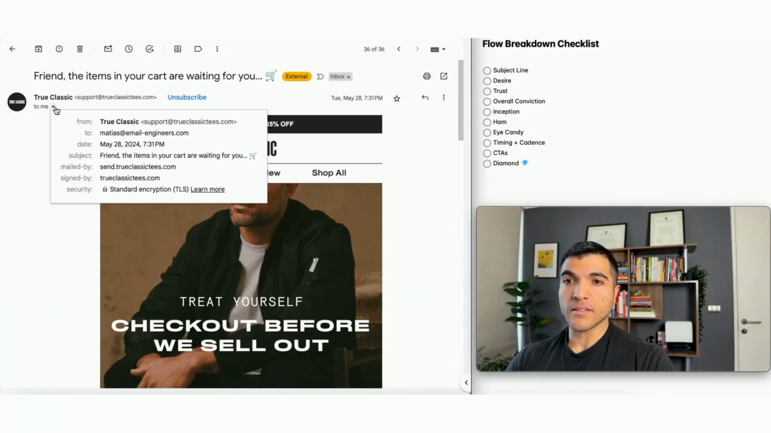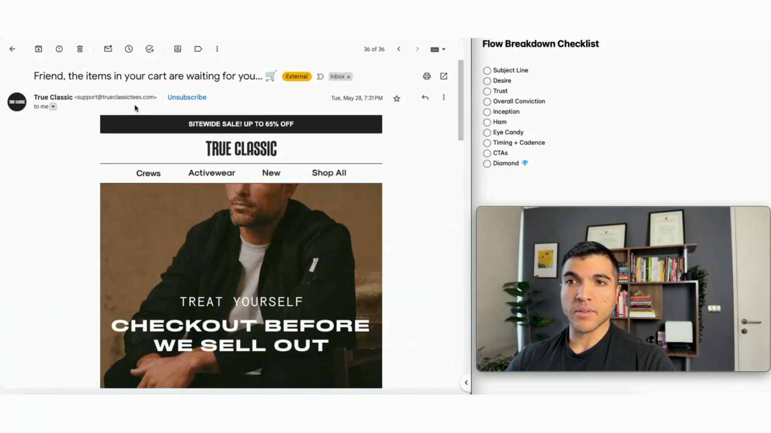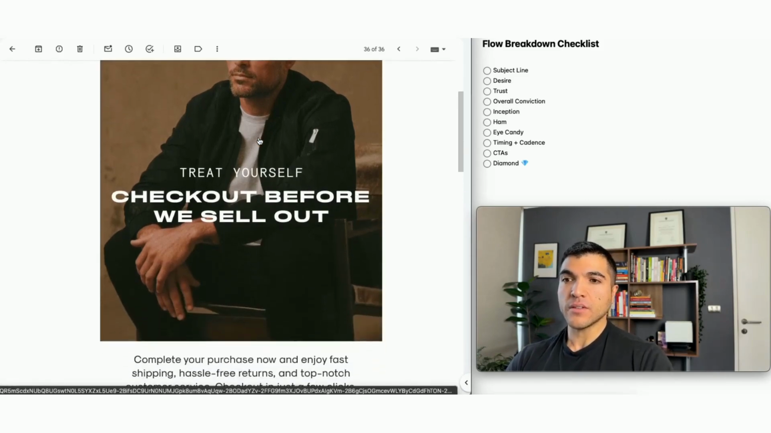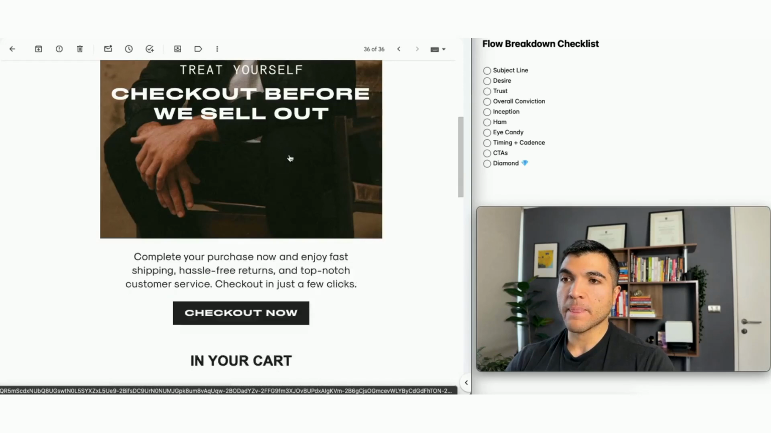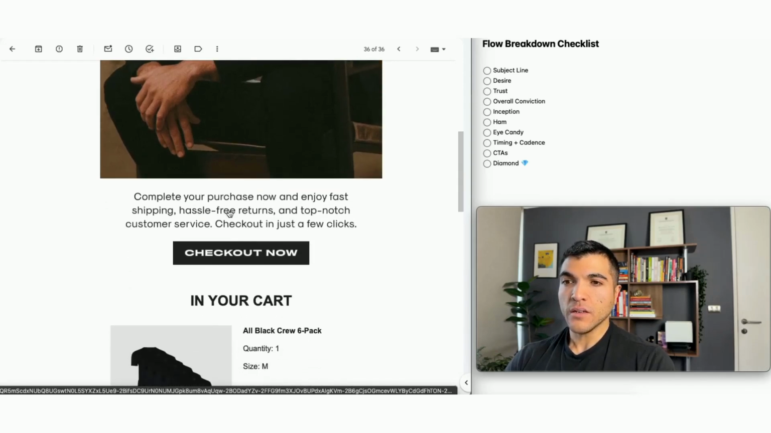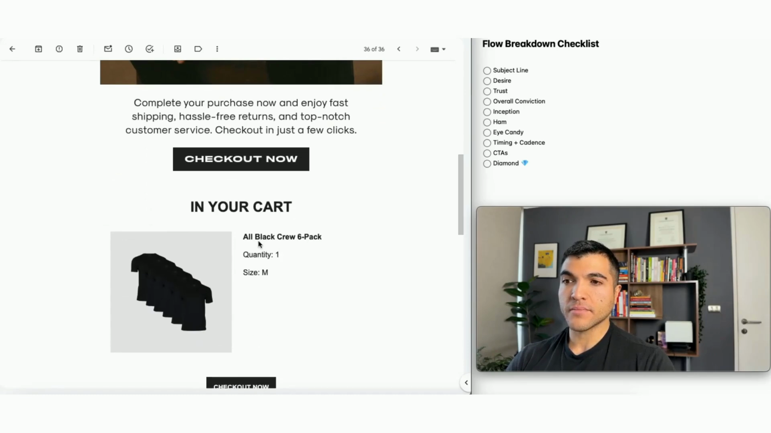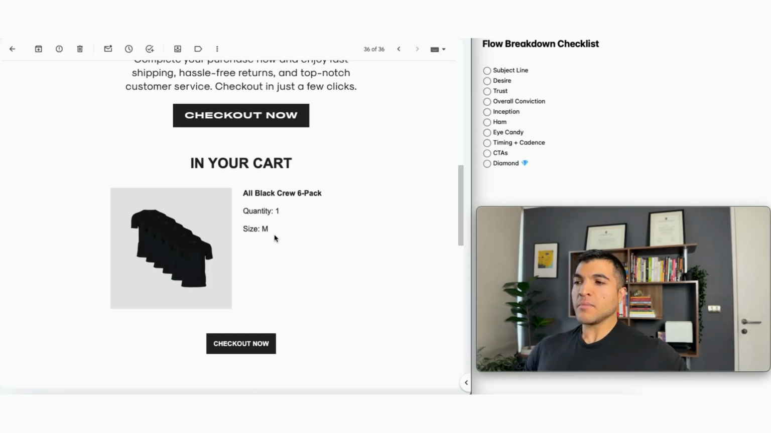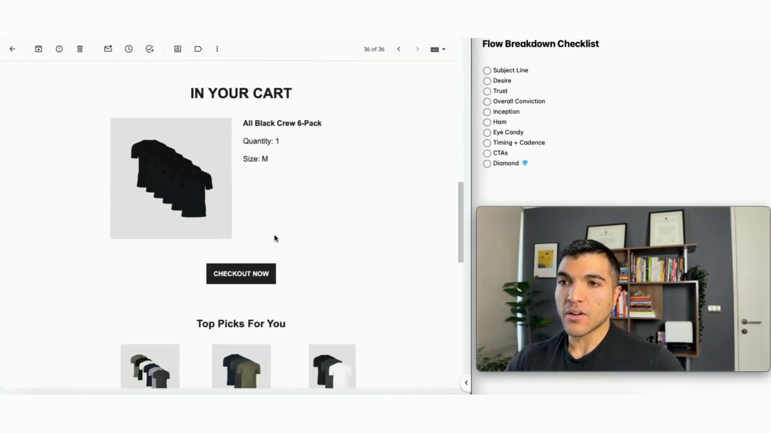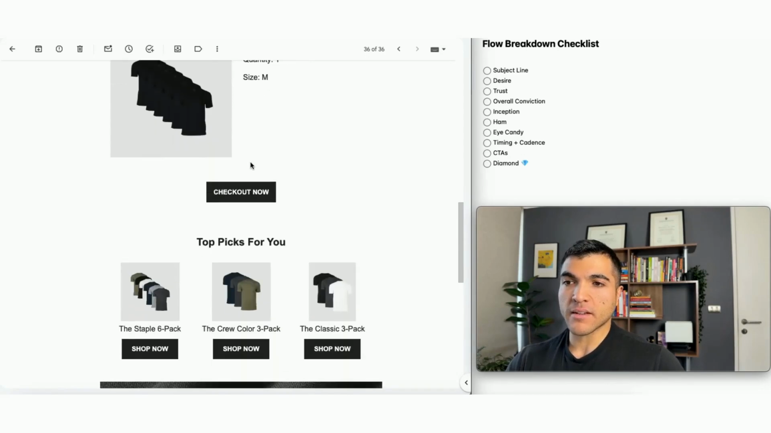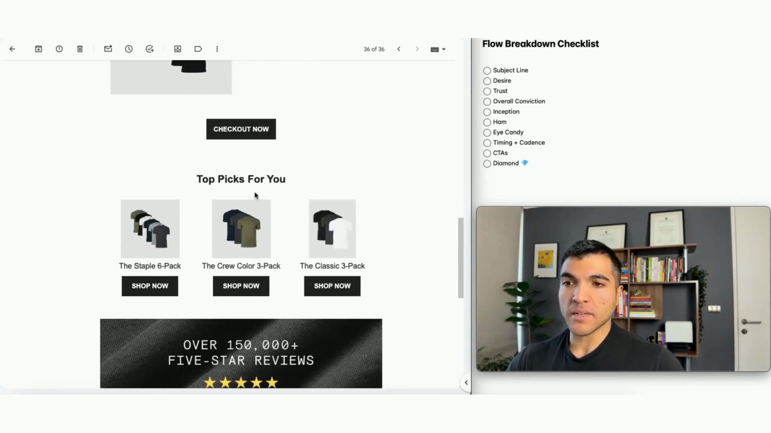So let's check on this. This is cart abandonment email number 1 and only. Friends, the items in your cart are waiting for you. Treat yourself, check out before we sell out. Complete and enjoy the top items in your cart. Finally, I actually purchased this, so I'm wearing that shirt, but that's another story. So, okay, just a simple cart reminder. Check out now, top picks for you.